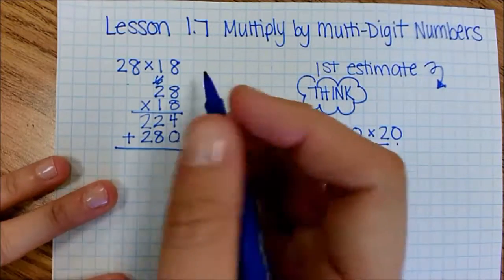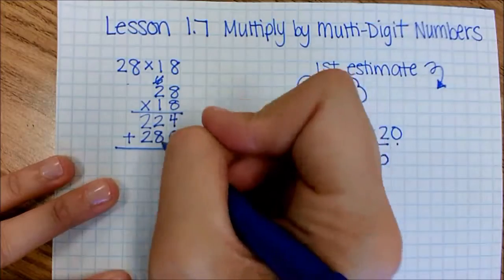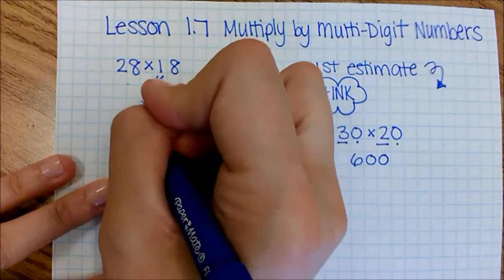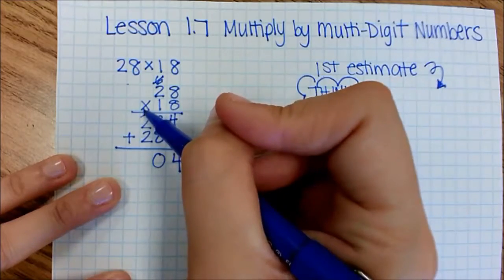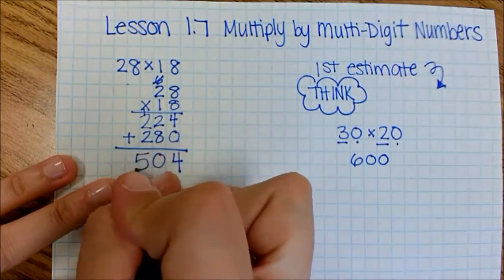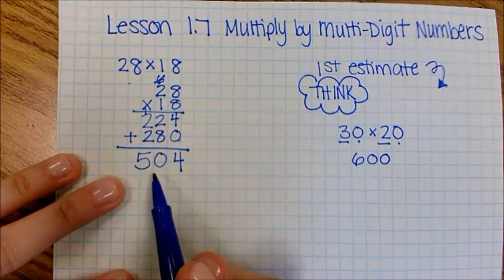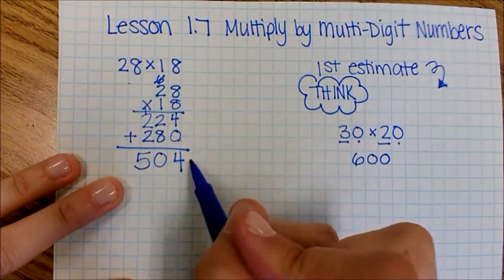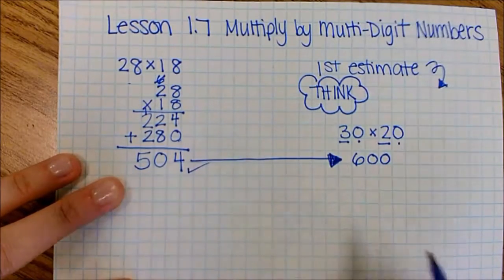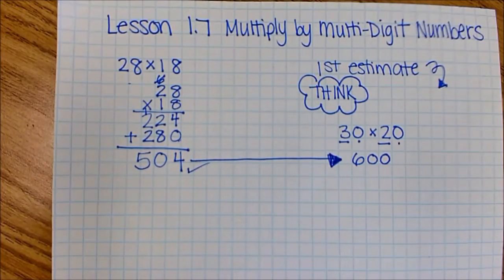So 4 plus 0 is 4. 2 plus 8 is 10. Carry my 1. 1 plus 2 is 3. 3 plus 2 is 5. So my actual answer is 504, which is pretty close to 600. So I know that it is correct. Let's look at another one.